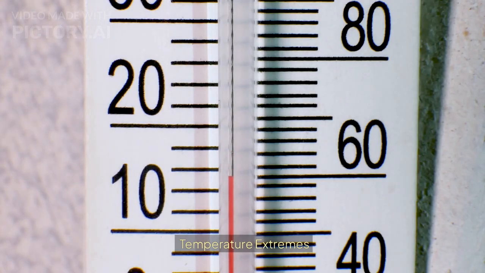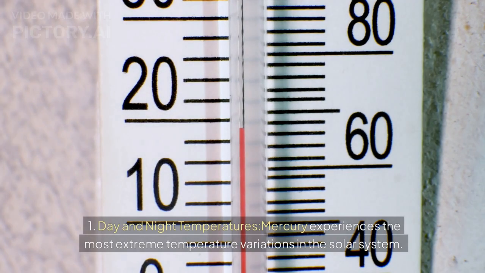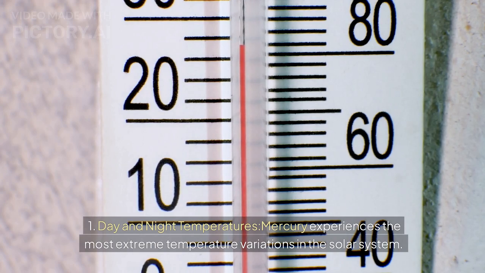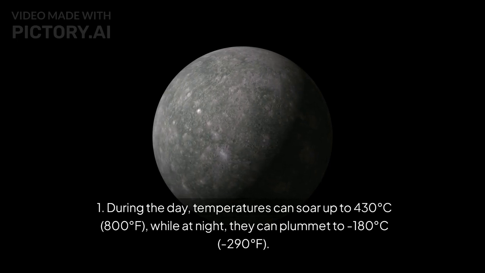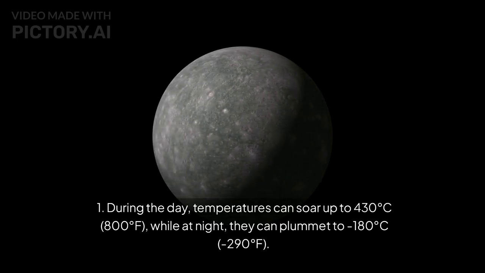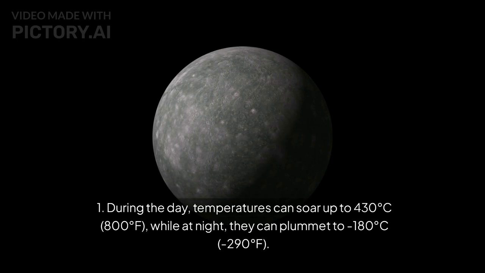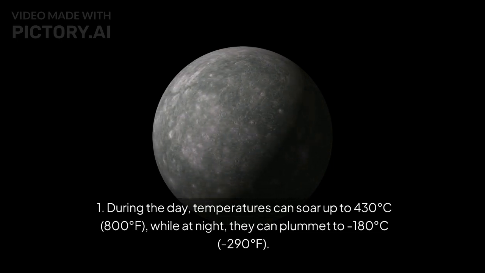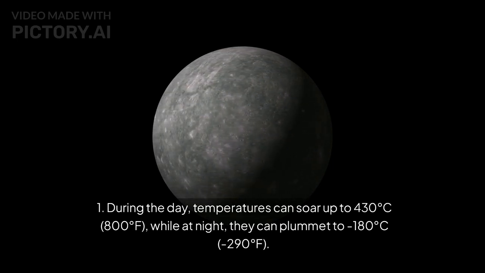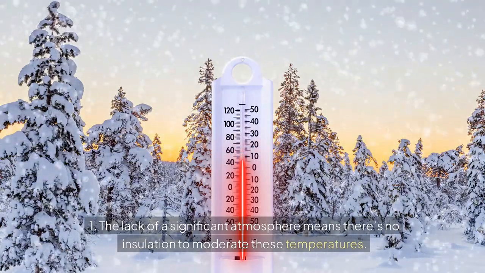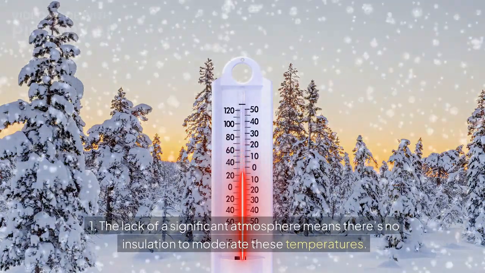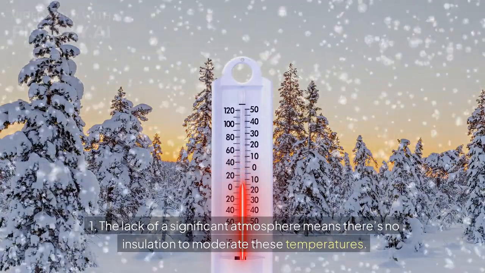Temperature extremes. Day and night temperatures. Mercury experiences the most extreme temperature variations in the solar system. During the day, temperatures can soar up to 430 degrees Celsius, 800 degrees Fahrenheit, while at night, they can plummet to minus 180 degrees Celsius, minus 290 degrees Fahrenheit. The lack of a significant atmosphere means there's no insulation to moderate these temperatures.